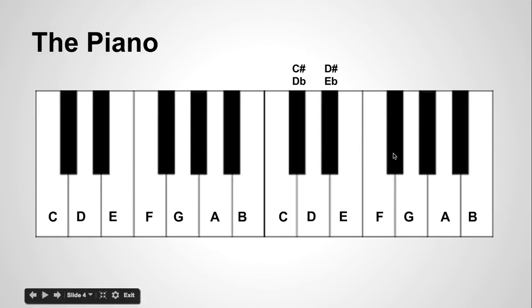No black key here, but over here we have another black key. Higher than F, lower than G. What's its name? F sharp, G flat. How about this one? G sharp, A flat. And then finally this one, A sharp, B flat.